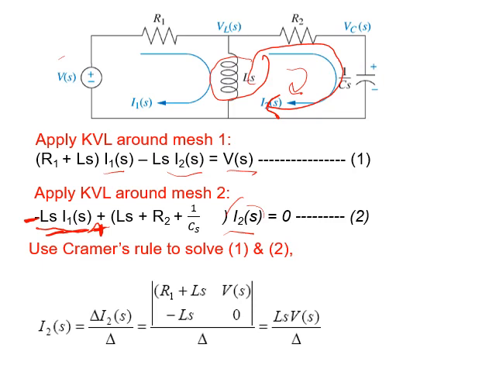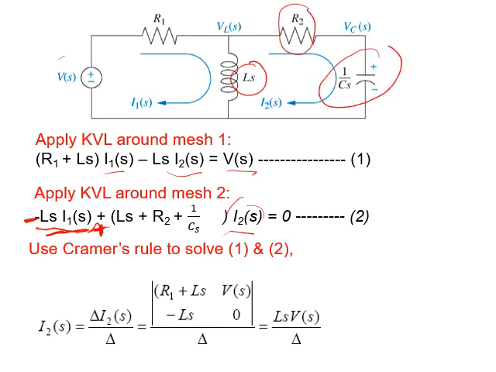Notice the impedances in loop 2 here. Impedances in loop 2 are LS plus R2 plus 1 over CS, all of them multiplied into I2, equal to the total voltages in this loop, equal to 0, because we don't have any voltage source in this loop. There is no voltage source. That's why we put it equal to 0. So here we develop equation number 1 and equation number 2. We solve the two equations.